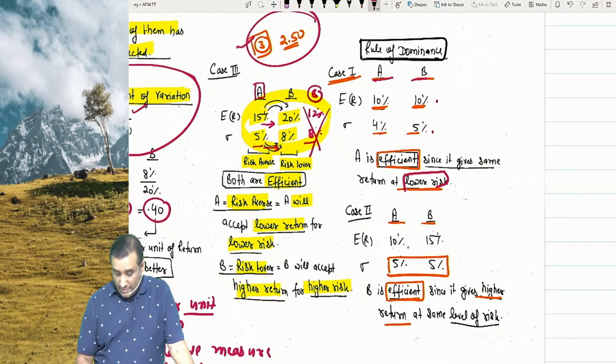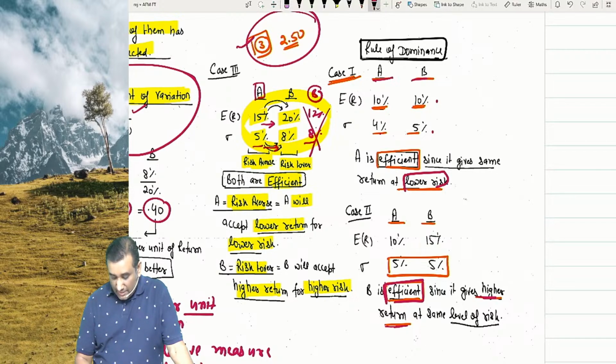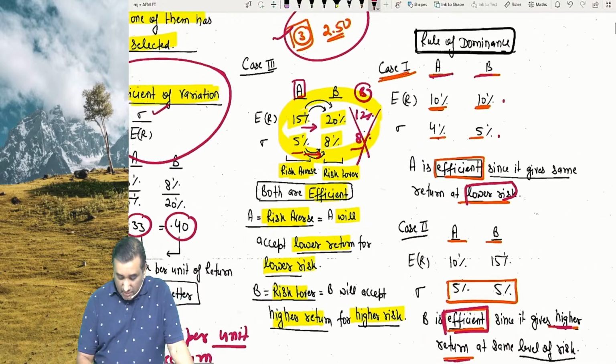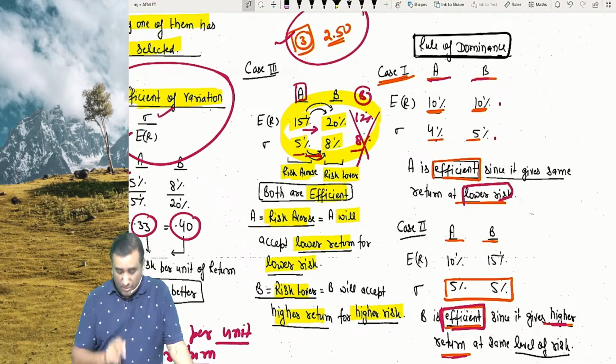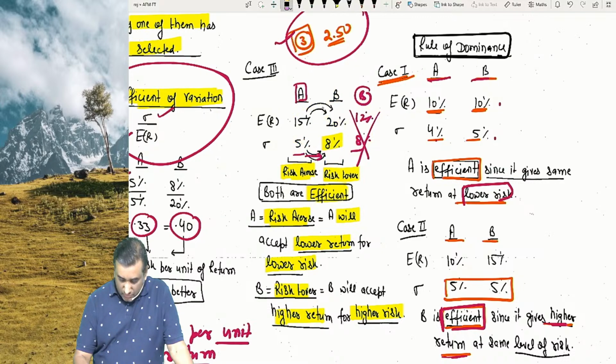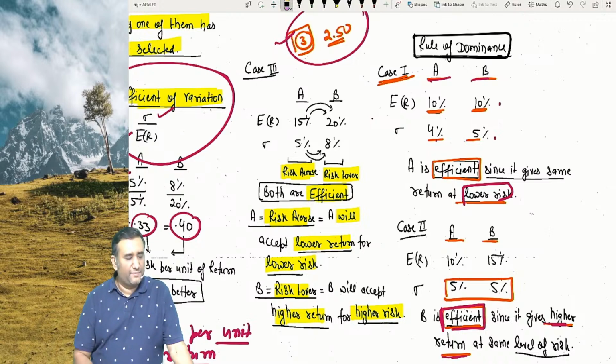Second is A and B, expected return 10 and 15, standard deviation 5 and 5. B is efficient since it gives what? Higher return, same level of risk. Third data point from this chapter's point of view, I'll do it slightly. The data is A and B: 15, 20, and 5 and 8.